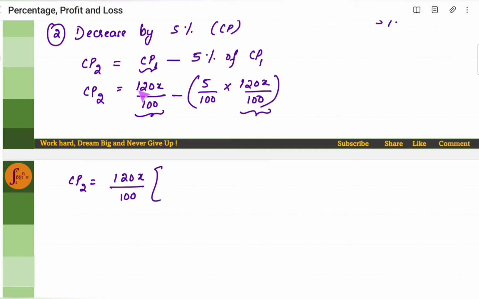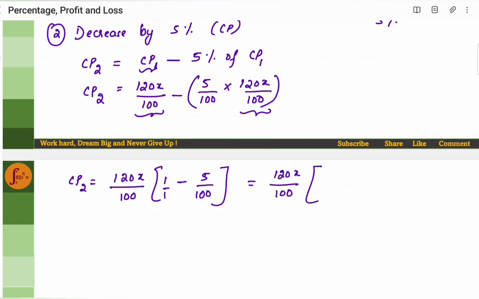So what will I be left with? 1, right? There's nothing here. Once I take this as common, I'll be left with 1 minus, if I take this out, what will be left? 5 by 100, right? This is nothing but 120x by 100.